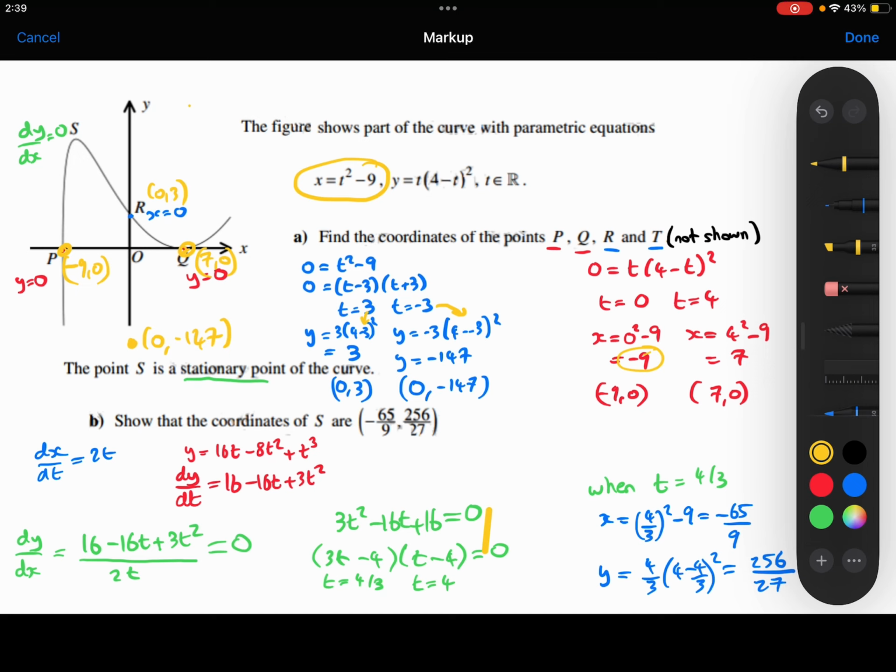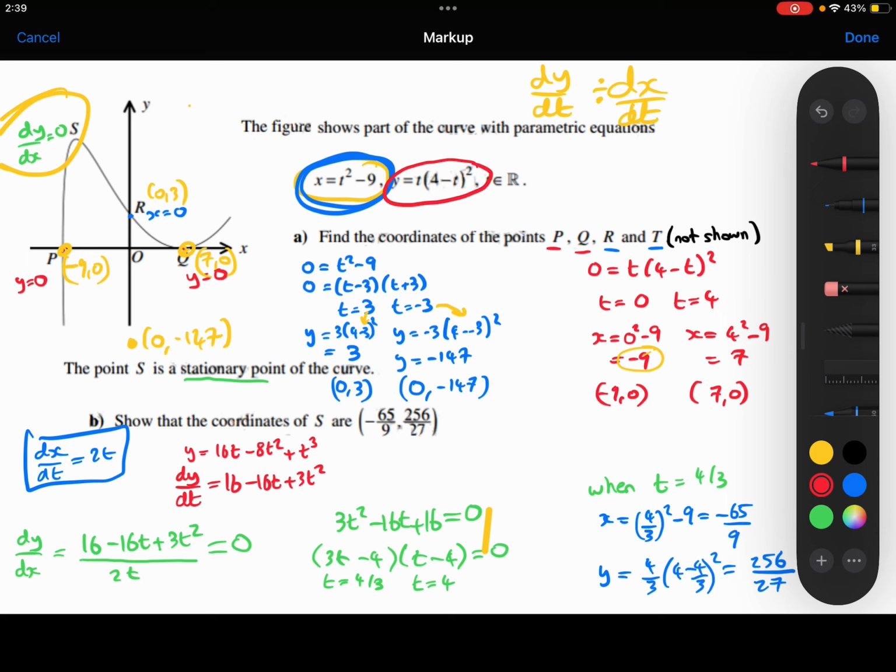Part B said that point S was a stationary point, so straight away that's making me think that the gradient is equal to 0. So the gradient, when we have parametric equations, we need to do dy by dt divided by dx by dt. Now, the x equation here, that differentiates easily. That's just going to be 2t. The y equation, the way it's written at the moment, I don't particularly want to differentiate that the way it's written. So I've just expanded that out first, down here, and then I've differentiated it.